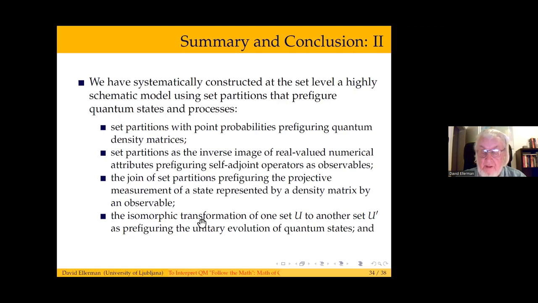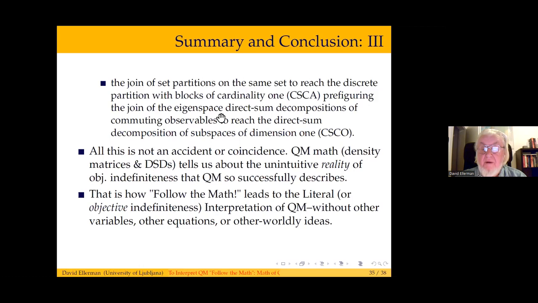And we've also seen that the isomorphic transformation from one universe to another at the set level prefigures this unitary evolution. And we've also seen how you can take the join of partitions on the same set and keep going until you get a complete set, and then the blocks are cardinality 1, in other words, a discrete partition. And that prefigures the notion of a CSCO, where you take the join of commuting operators where the subspaces in the end are dimension 1. In other words, it completely allows you to characterize all the one-dimensional eigenspaces.